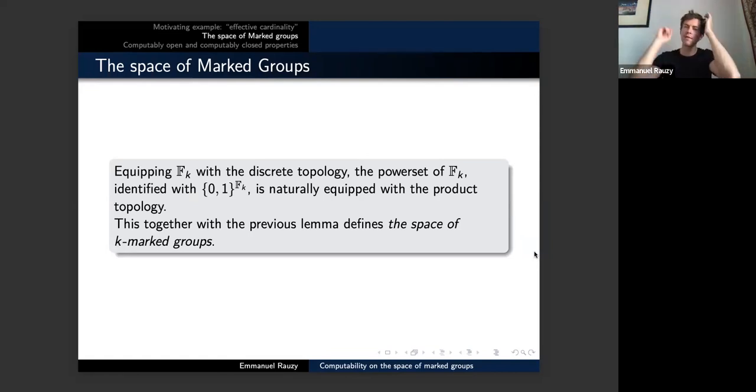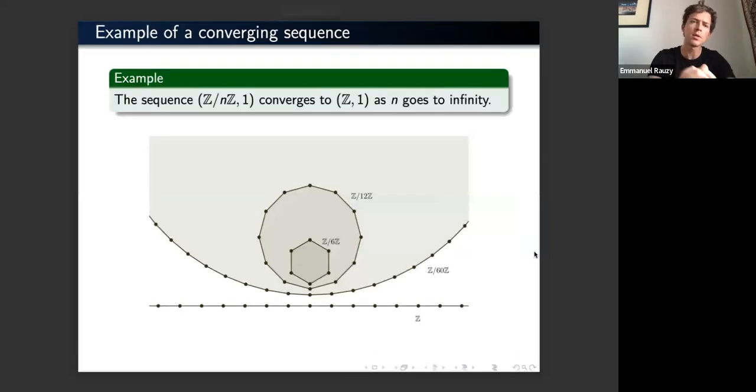All right, to clarify this, I'll give you a few examples. The first example is that of the sequence of finite cyclic groups, which converges to the infinite cyclic group at infinity. I've drawn a picture. This picture actually contains labeled Cayley graphs, but I haven't drawn labels because we have only one generator for these groups, so each label is the same.